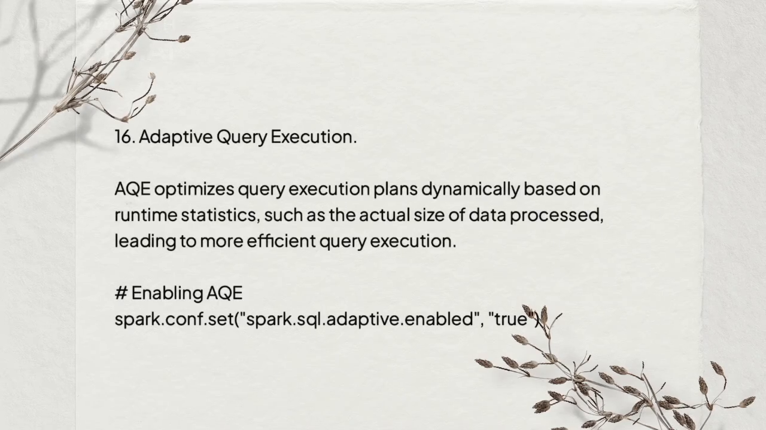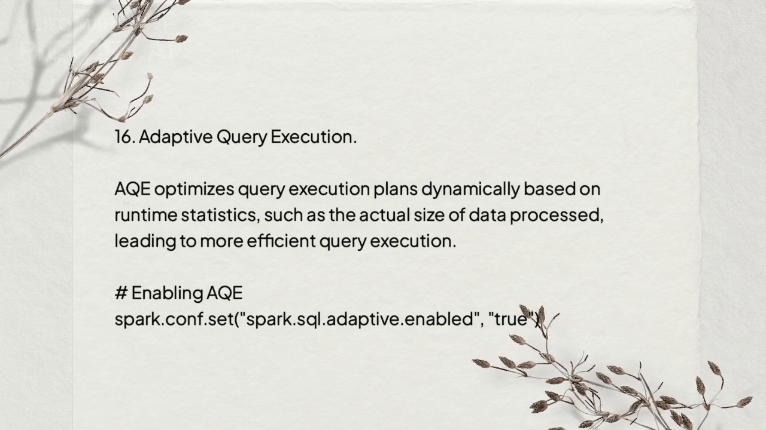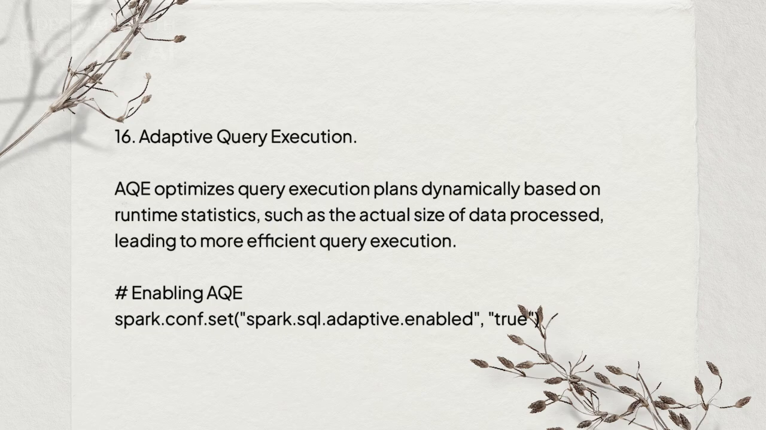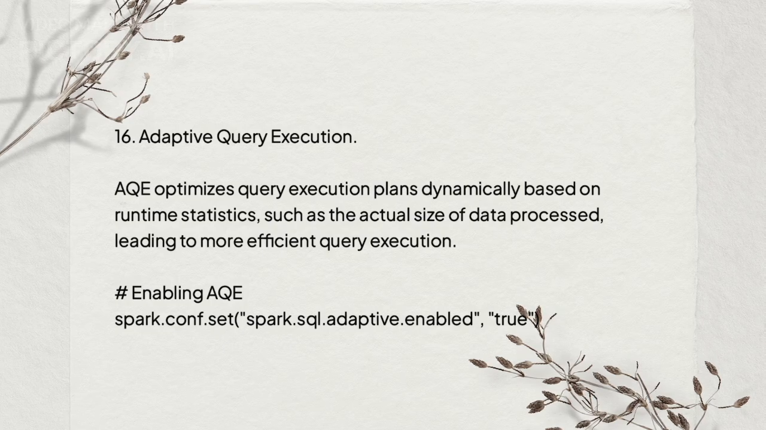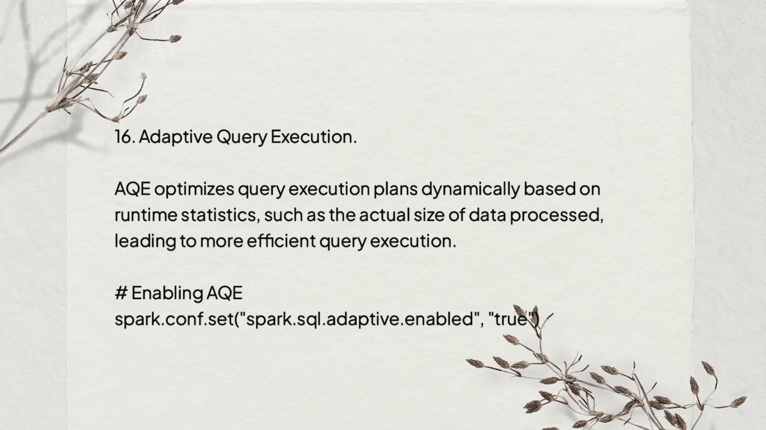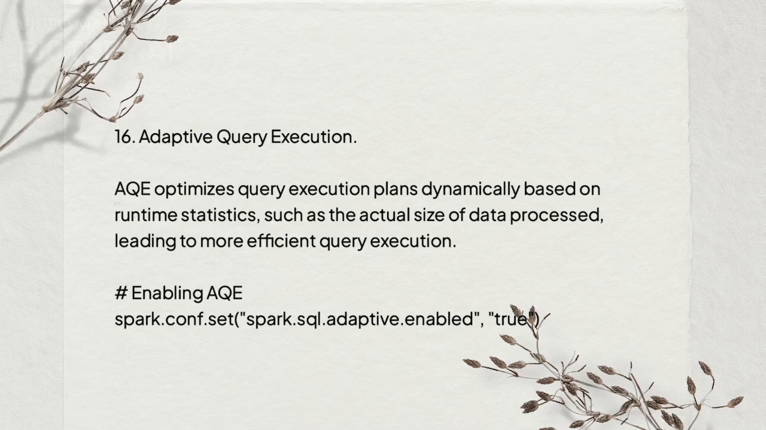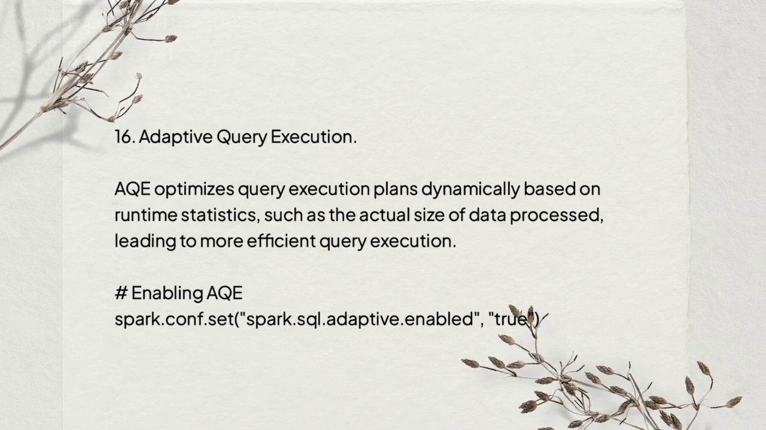16. Adaptive query execution. AQE optimizes query execution plans dynamically based on runtime statistics, such as the actual size of data processed, leading to more efficient query execution. Enabling AQE: spark.conf.set("spark.sql.adaptive.enabled", "true").